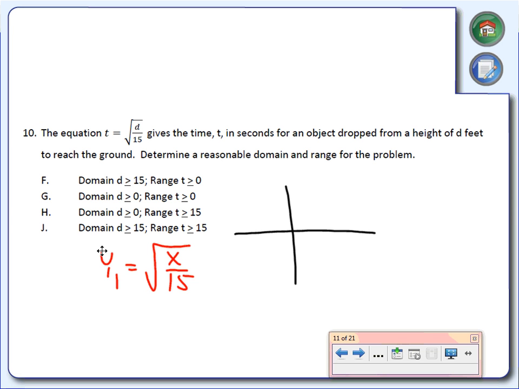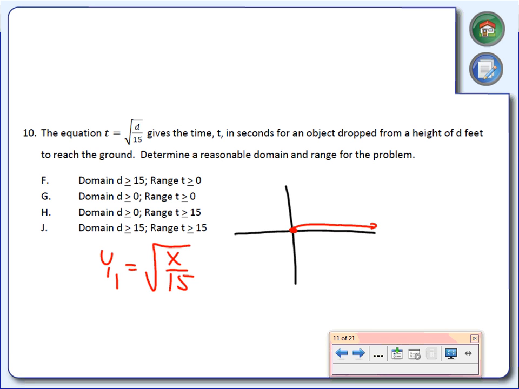The graph looks something like this right here. That's the graph we're getting. So let's talk about the domain. Notice where the x's start at. They start at 0. Are the x values getting bigger than 0 or smaller than 0? Bigger than 0. They're getting greater than 0.